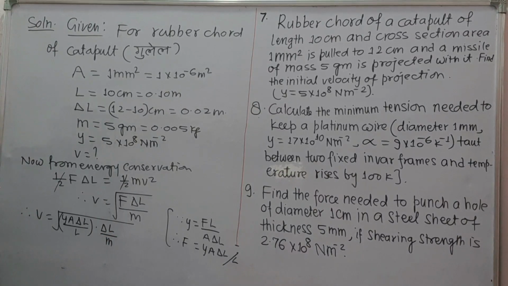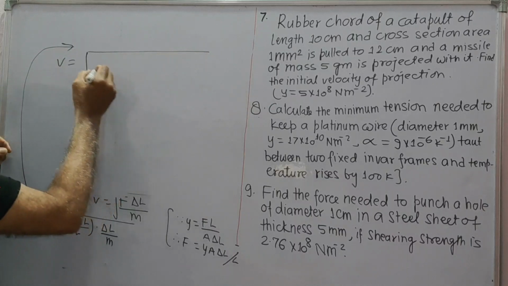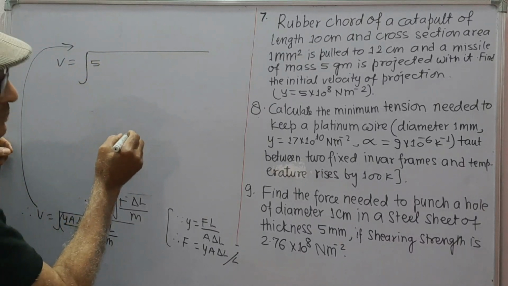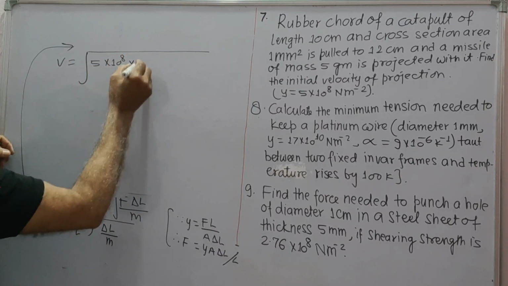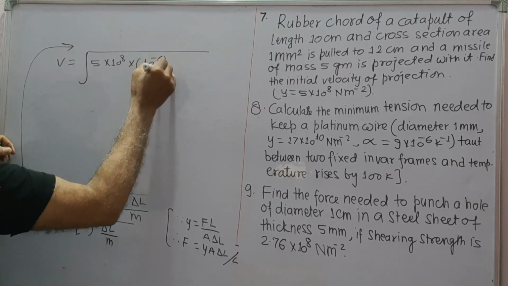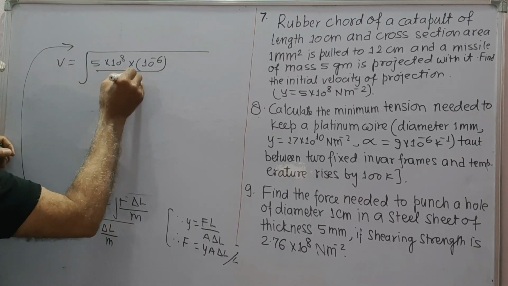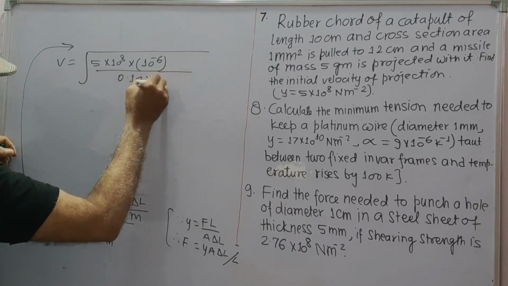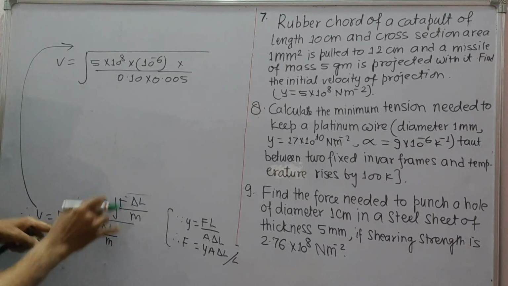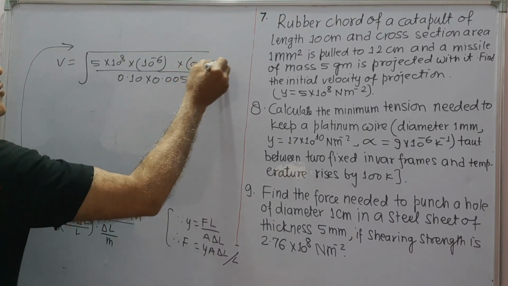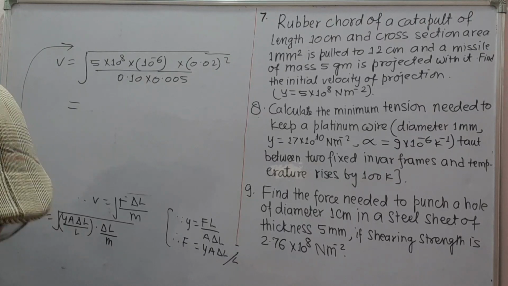Now values are known. We get V is equal to, Y is 5 into 10 to power 8, A is 10 to minus 6, upon L is 0.1, m is 0.005, and delta L into delta L becomes delta L square, which is 0.02 square, which gives velocity as 20 meter per second.